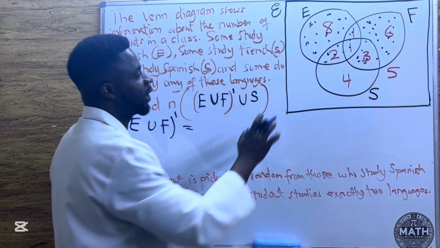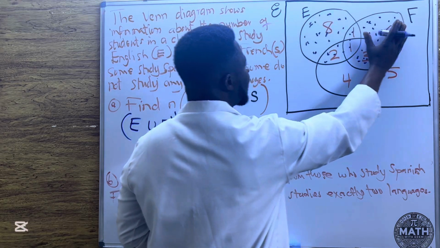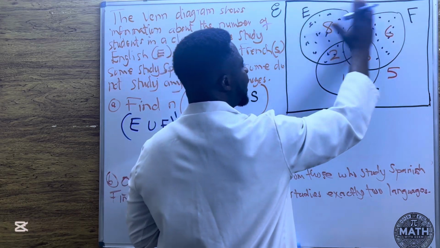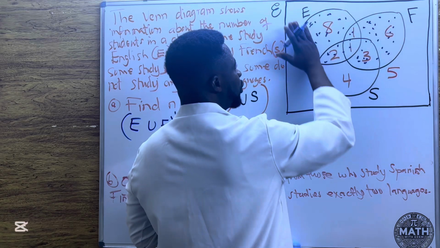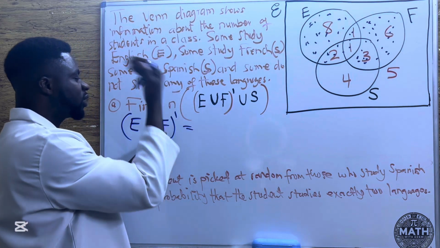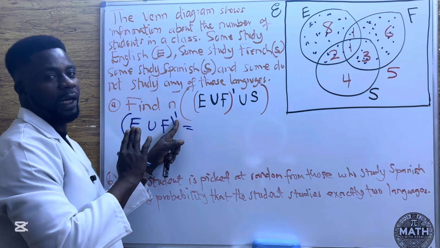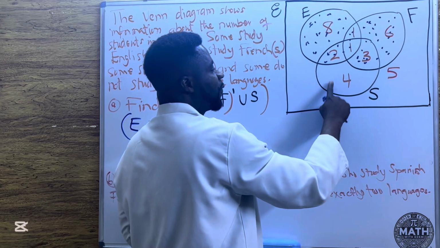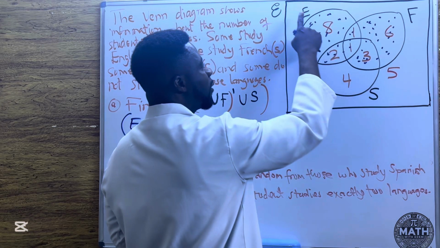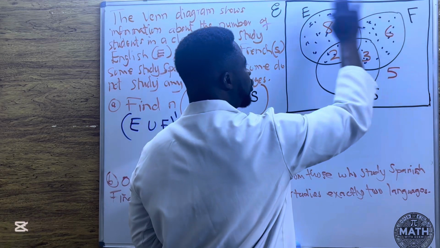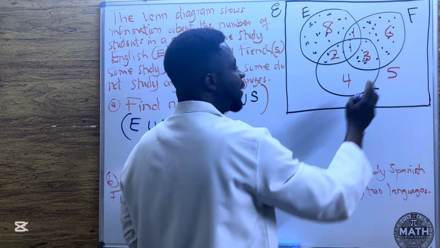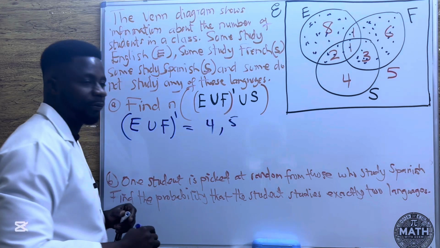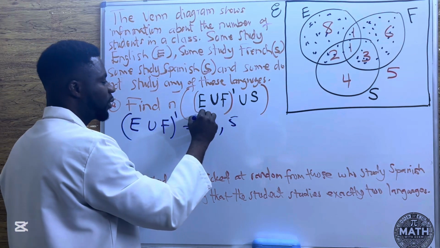So as you can see what I've done, the whole of this region is what? The union of English and then French. Those who study English and French, this is the union. Now we are going to look at those who are outside the union of English and then French. So we are having only 4 and then 5. So 4 and 5, they are the complement of the union of English and French. So this is equal to 4 and then 5. Okay, I'm going to put this in a set.